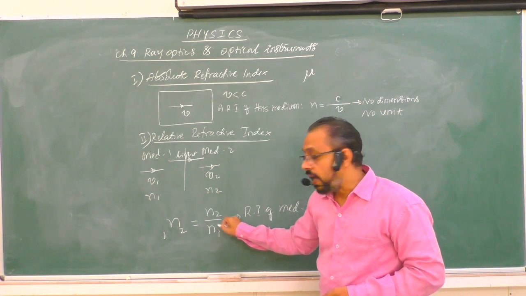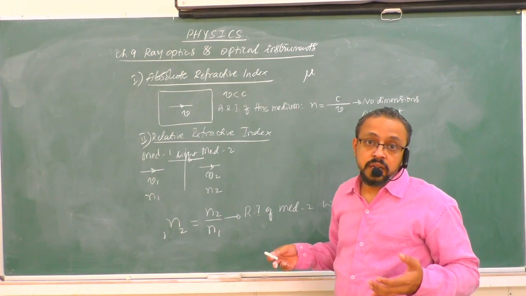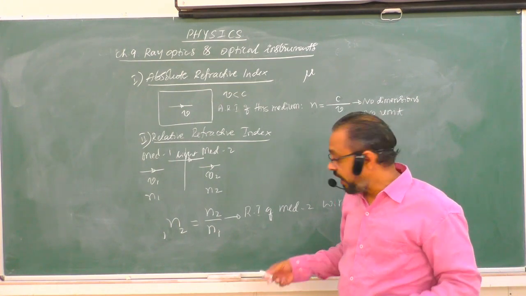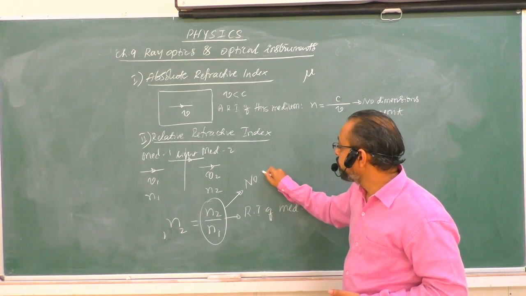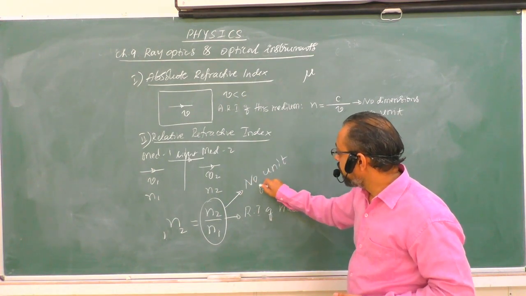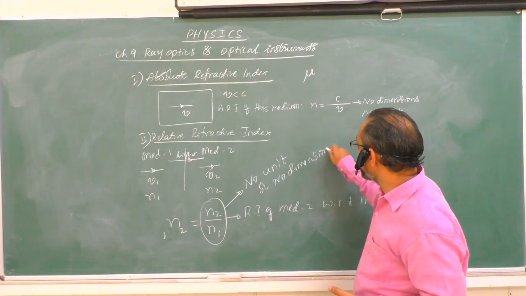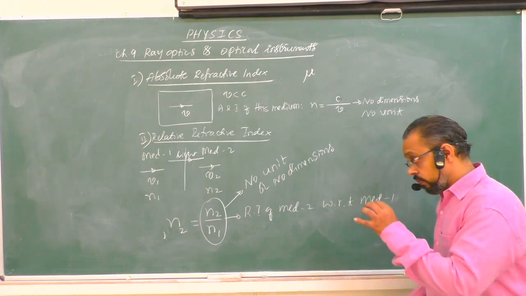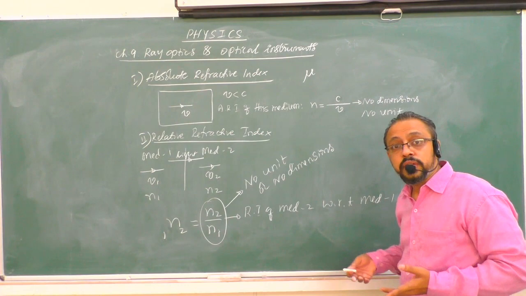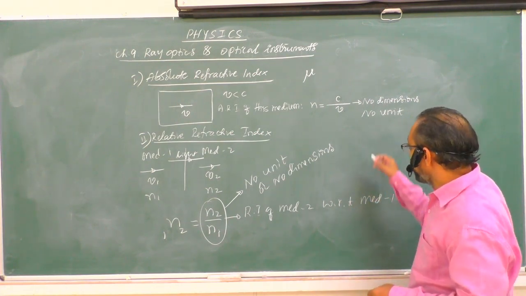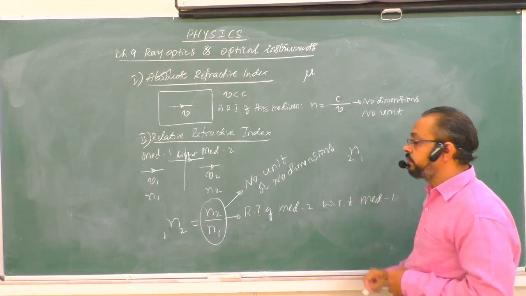And one more time you can see, n2 is the absolute refractive index of medium 2, n1 is the absolute refractive index of medium 1, they have no individual units. For that reason, one more time, this ratio has no unit or no dimensions. So be careful. Okay. So if you write n2,1, what is the meaning?